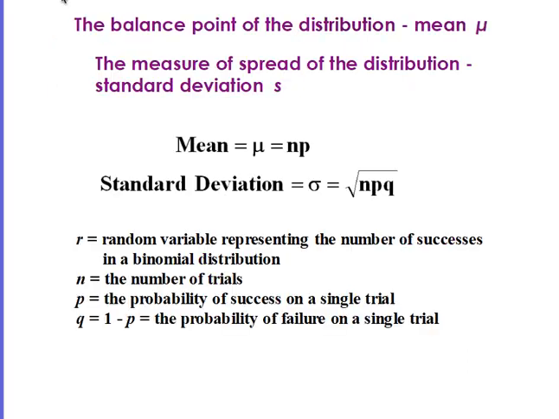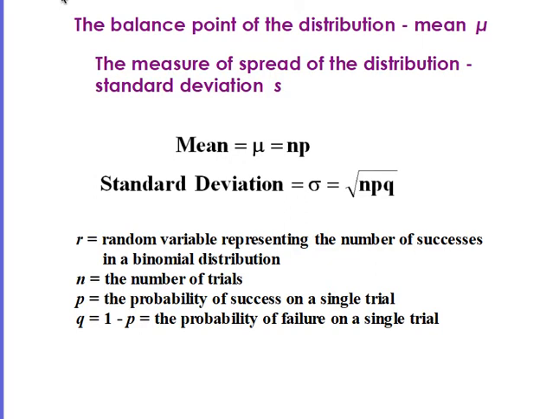Okay, here we go. Only for the binomial distribution, we have a special way to get the mean. You don't have to take each outcome times its respective probability and then add them up. You can just take the number of trials times the probability of success. And to find standard deviation, you're going to take the square root of npq. So n again is trials, p is success, q is failure. Don't forget the square root.